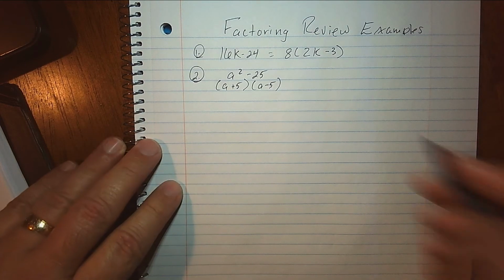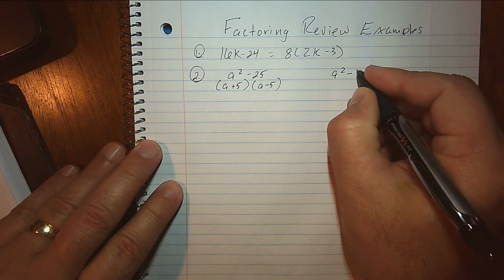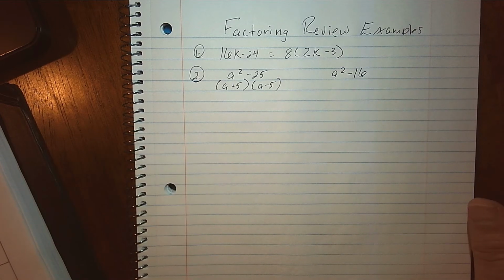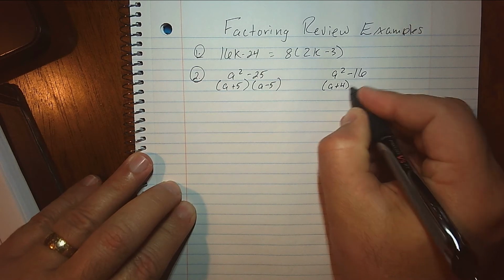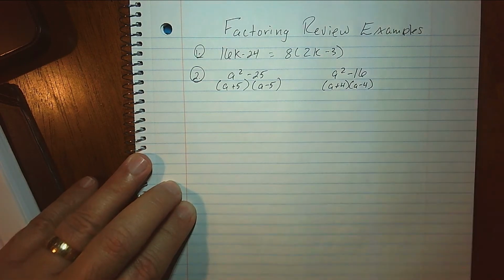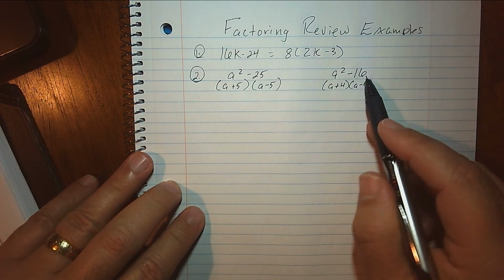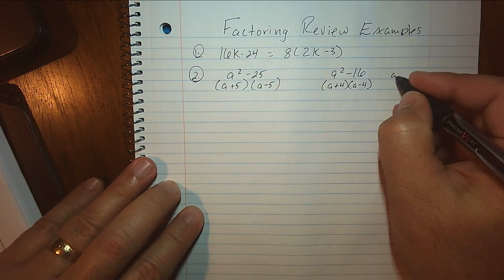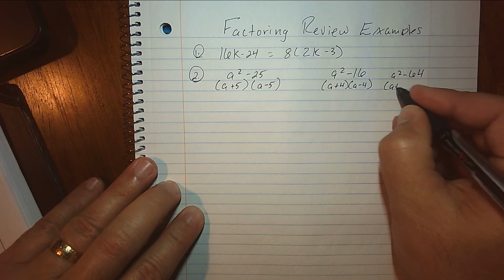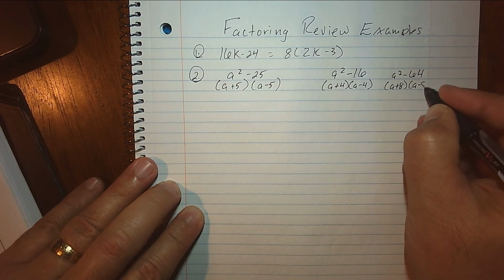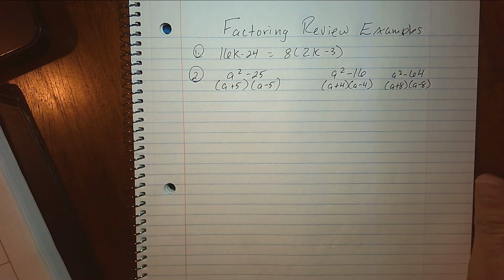Let's look at another difference of squares problem. What if I have a squared minus 16? Well, that would break down into a plus 4 and a minus 4. As long as this number is negative and it's a perfect square, you can do this all day long. A squared minus 64, a plus 8, a minus 8. All right? Those should be a piece of cake to handle.